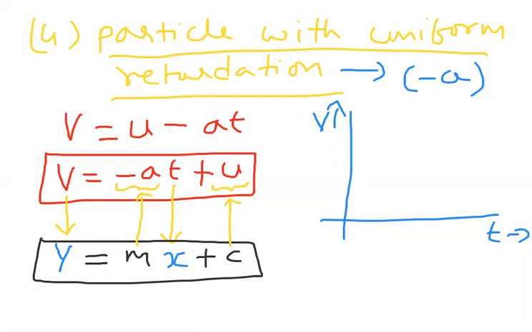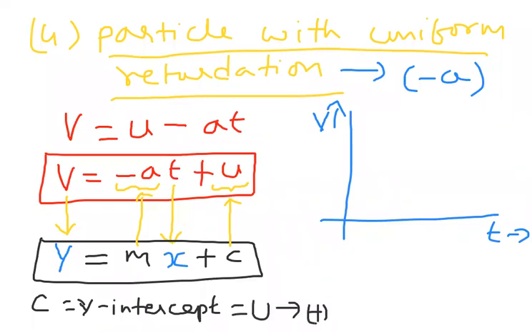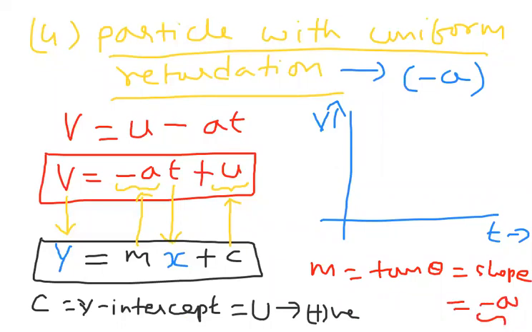So here clearly you can observe the points. C is the y-intercept and it is positive. Y-intercept is equal to u. It is positive. But observe carefully now. M is equal to tan theta. So slope is equal to what we got here: minus a. Observe carefully. Slope is minus.